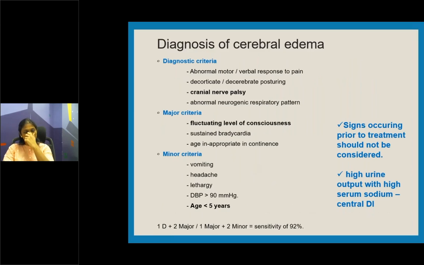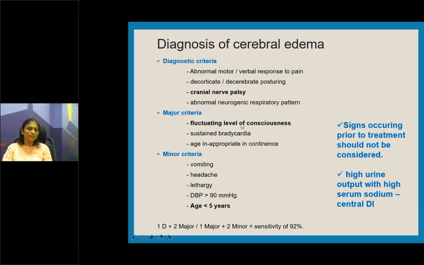The ISPAD guidelines have given a beautiful criteria on how to diagnose cerebral edema. There are 4 features in diagnostic criteria, 3 in major and 5 in minor. When one diagnostic criterion, or 2 major, or 1 major with 2 minor is present, the sensitivity of having a cerebral edema is almost 92%. The diagnostic criteria says that when there is an abnormal motor or verbal response to pain, that is, decorticate or decerebrate posturing, cranial nerve palsy or abnormal respiratory pattern, then it is a diagnostic criterion for cerebral edema.